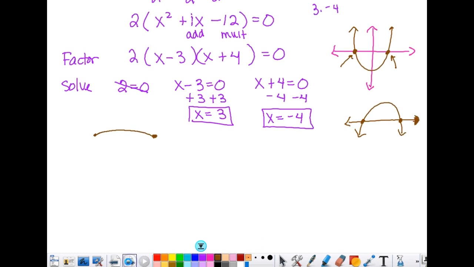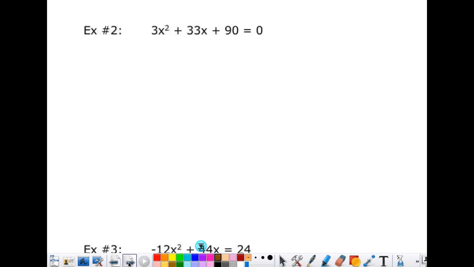Okay, next one. Let's look at the next one. Let's try again. Okay, so it's set equal to 0. Does it have a GCF? What is it? 3. They all divide by 3. So bring your 3 out to the side. I know we didn't use the GCF earlier, so you're thinking, oh, I don't have to write that. No, you need to write that. Plus 11x plus 30, equals 0.